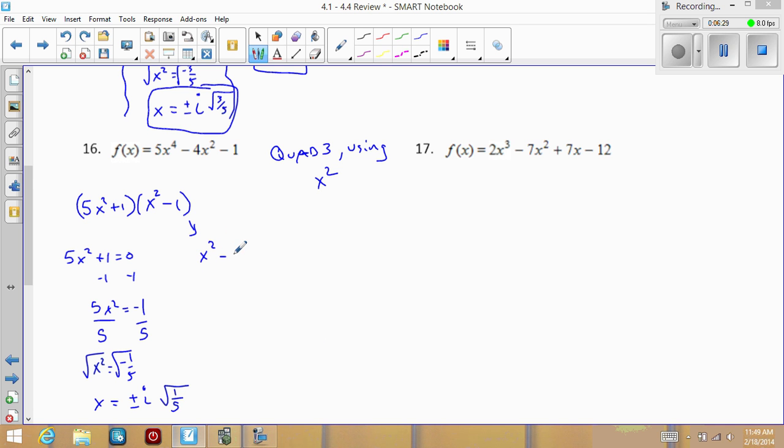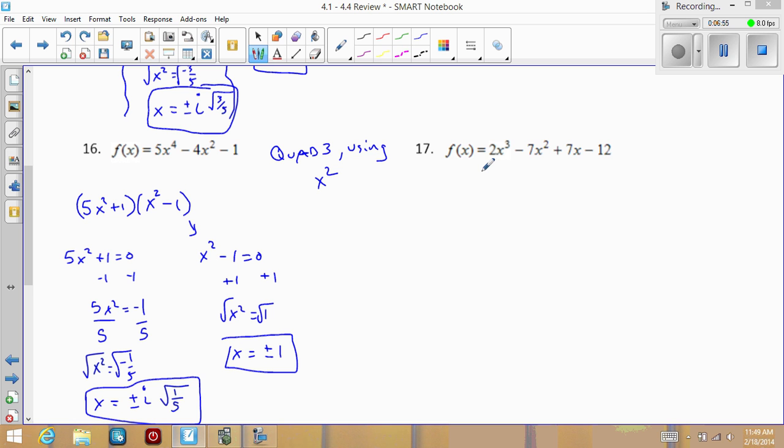x squared minus 1 equals 0 is the other factor. I add 1. I get x squared equals 1. Take the square root. I get x equals positive and negative 1. So I have factors of positive and negative i times the square root of 1/5, and also positive and negative 1.